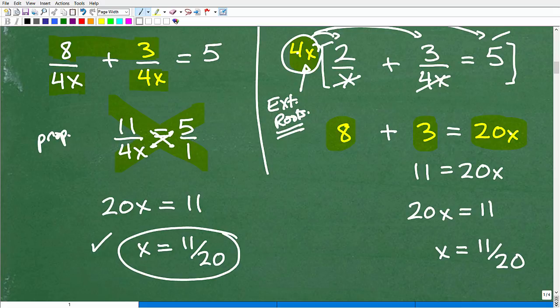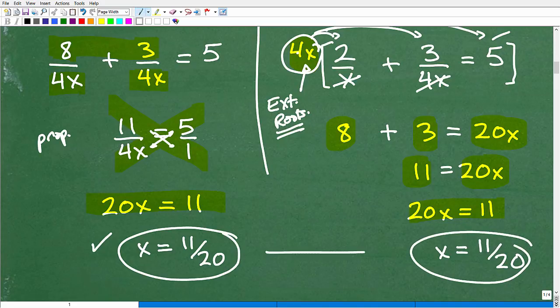So we have a plus 3 equals 20x now. So a plus 3 is, of course, 11, and we have 11 over 20x. This should look a lot like this equation over here, right? 20x is equal to 11. So the left is equal to the right is equal to the left. So I'll write this as 20x is equal to 11. To solve for x, I divide both sides of the equation by 20, and I get the same solution.